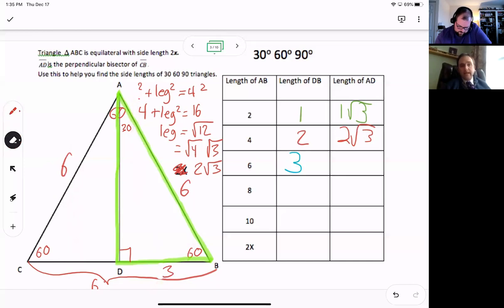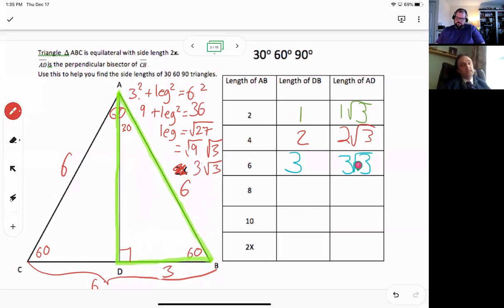So then we're going to have 3 squared plus leg squared equals 6 squared. 9 and then 36, right? And then 27. I almost said 25 because I was going to subtract wrong. I almost did too. It's a good thing I said it out loud. And then 27 is 9 times 3. Wait, the square root of 9 is 3. So that's 3 square roots of 3.